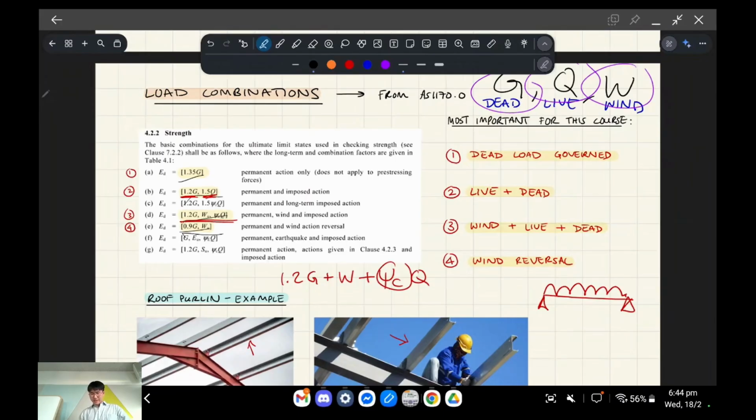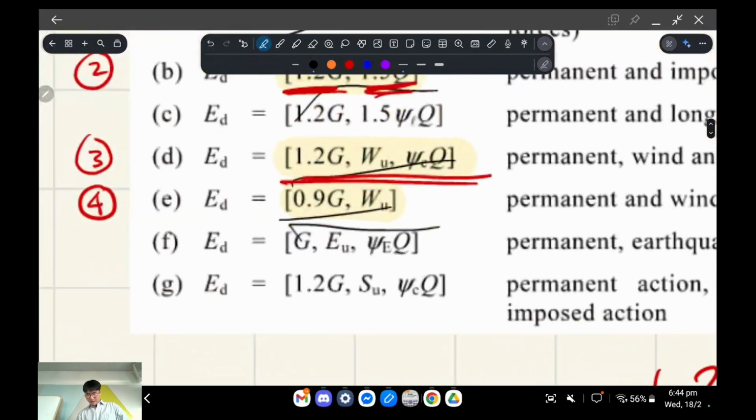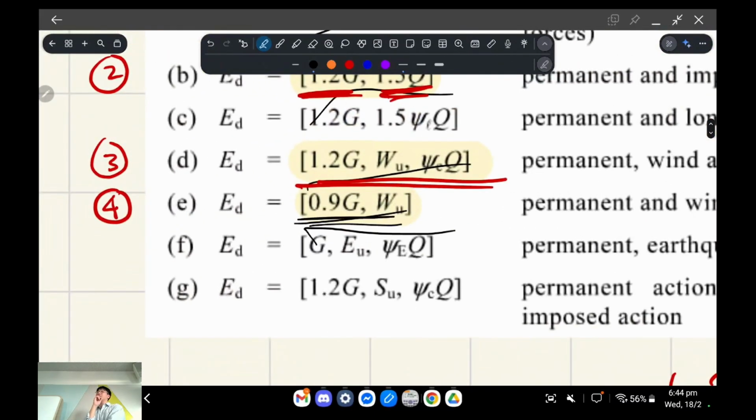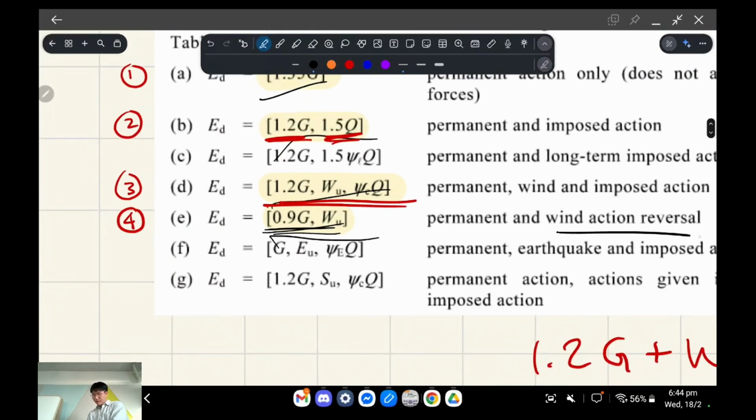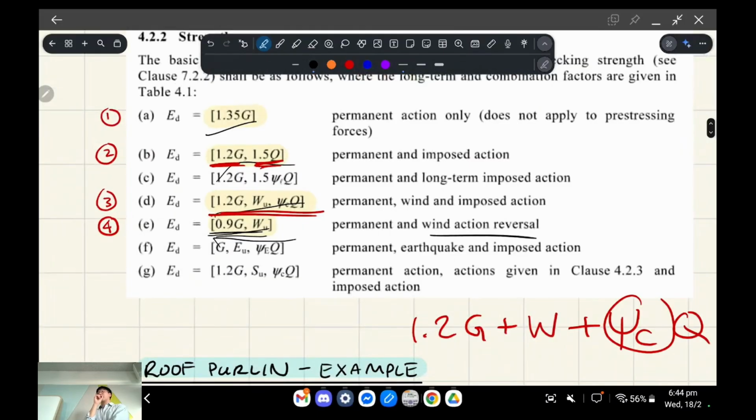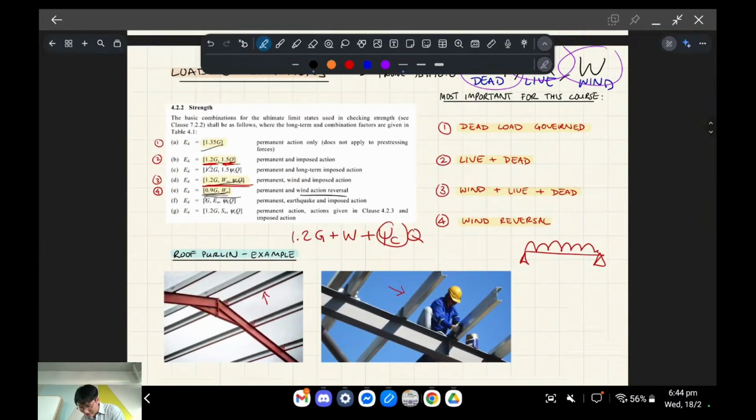And this last case that you should think about is something called wind reversal. This one's kind of interesting because it's the only one where the dead load is under-exaggerated. Can anyone think of why? The hint is it's called wind action reversal. The wind is moving up. Yeah, exactly. That's perfect.